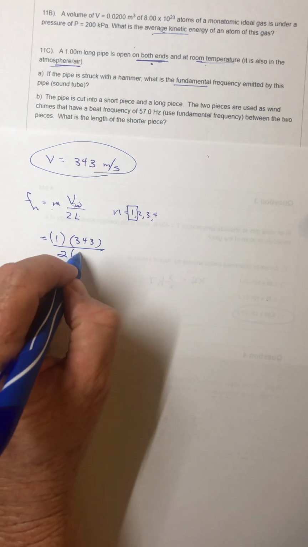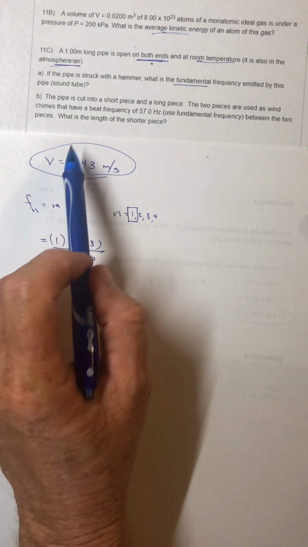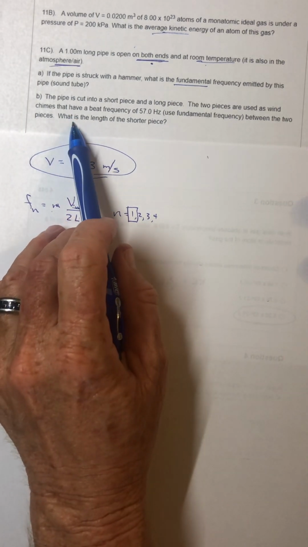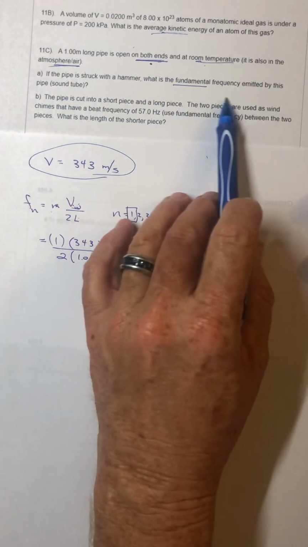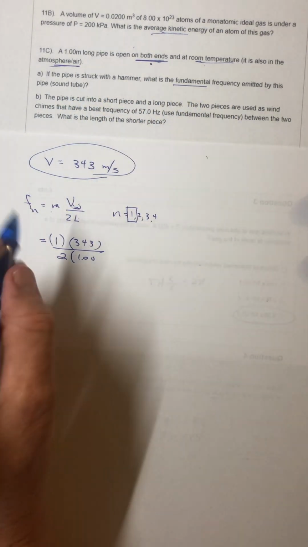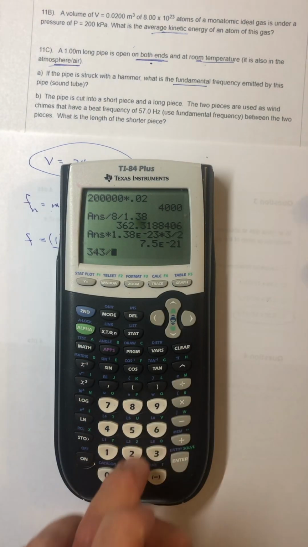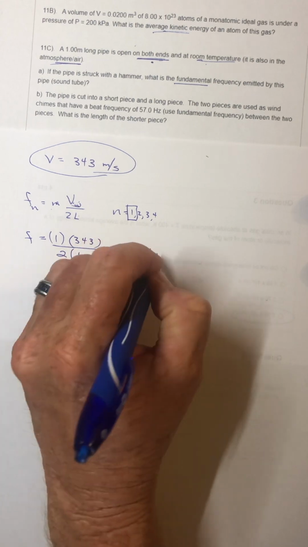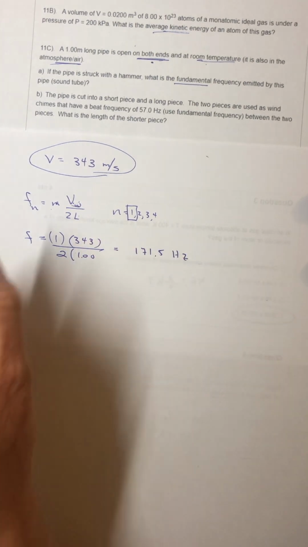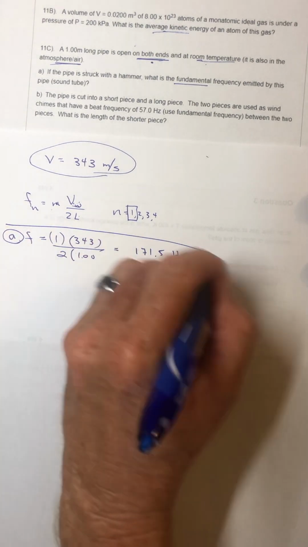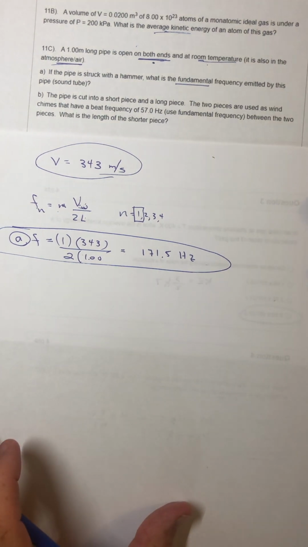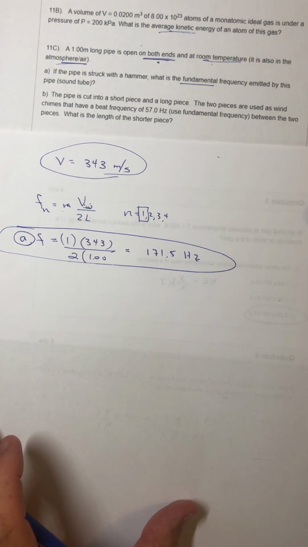And in this case, the length is 1 meter. It's going to get more complicated when we cut it, but right now, it's just 1 meter long. And that's going to give me my fundamental frequency. And so it looks like it's just the 343 divided by 2, which is 171.5 hertz. So there's the first part, and hopefully pretty straightforward part.